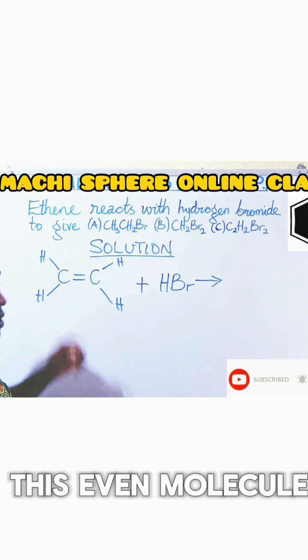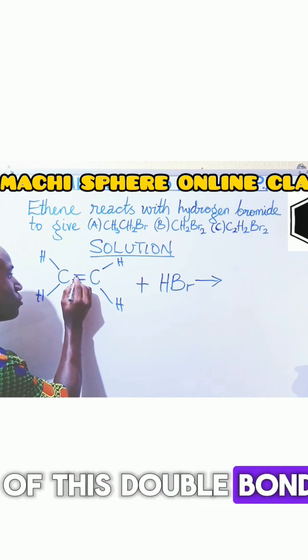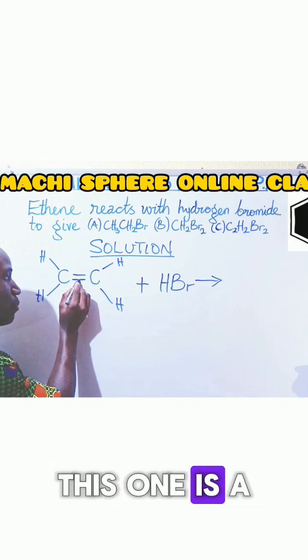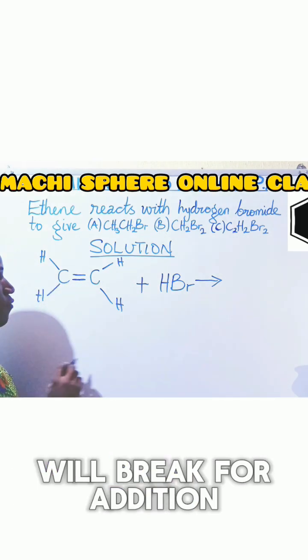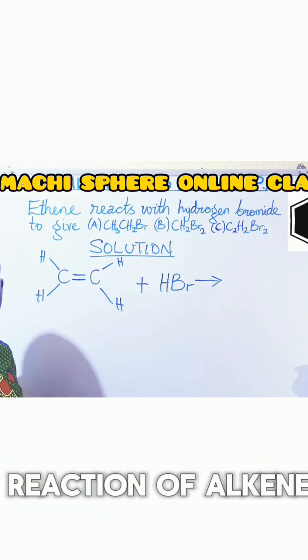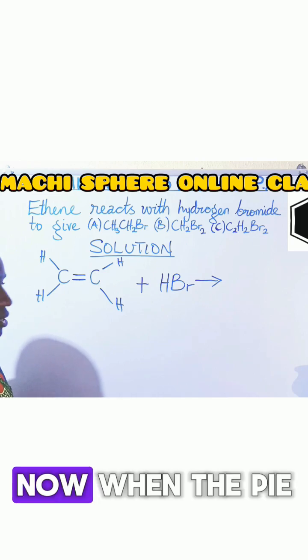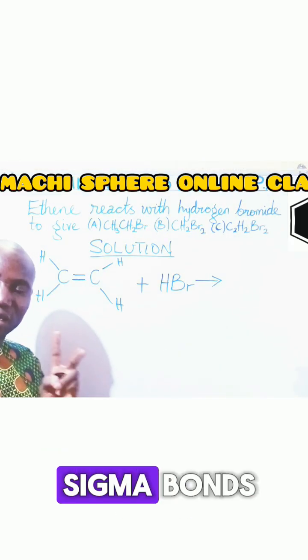If you look at this ethene molecule, it is made up of this double bond. This one is a pi bond and this is a sigma bond. Now this pi bond will break for addition reaction to take place, because this type of reaction is called addition reaction of alkene. When the pi bond breaks, it produces two new sigma bonds.